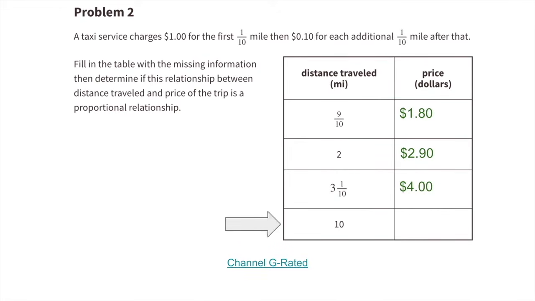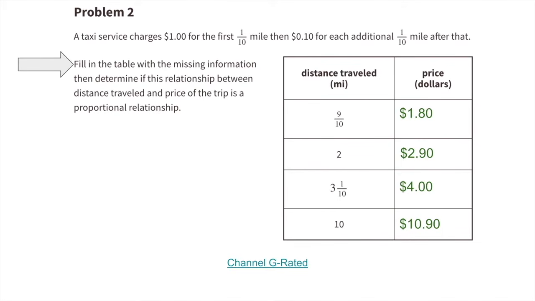When the distance traveled is 10 miles, that's the same as 100/10ths. And the first 10th would cost $1, leaving 99/10 left over, which is the same as 99 dimes. And 99 dimes is equivalent to $9.90. So $1 plus $9.90 would equal $10.90. So when the distance traveled is 10 miles, the taxi would charge $10.90.